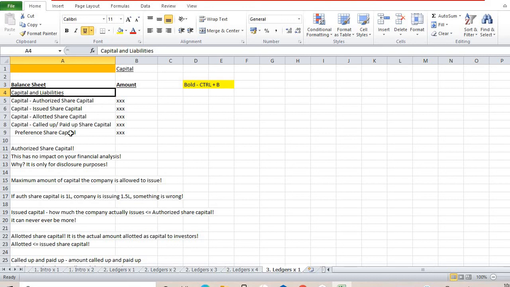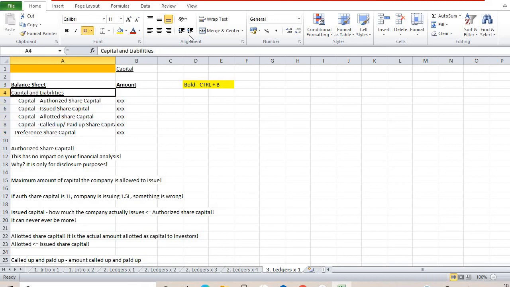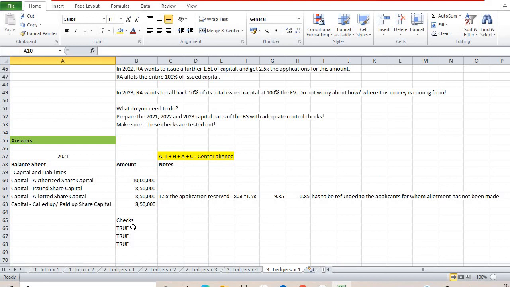So the preference share capital, I will probably give it a single indent. This I will give a single indent. So preference share capital, this I will give a double indent. What is the idea? The idea is that this is under equity share capital, and this is under preference share capital, and this also I will give a single indent. Preference share capital I will give one more underline. Okay, so all of this will just help you make your whole model look a little better.